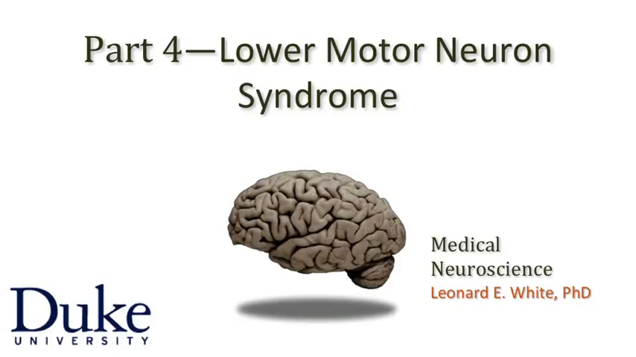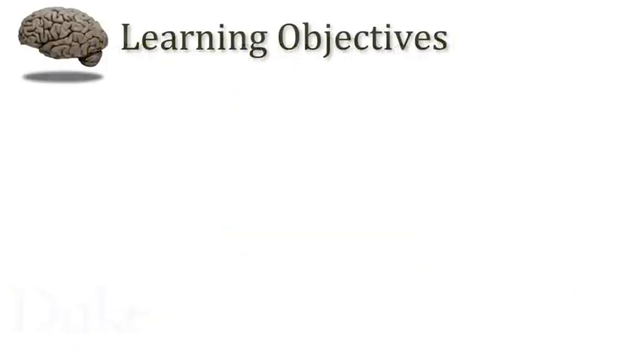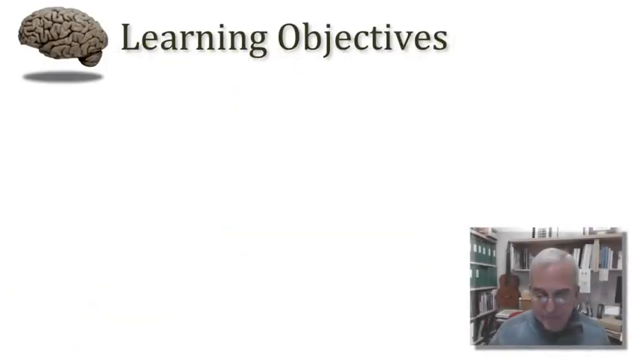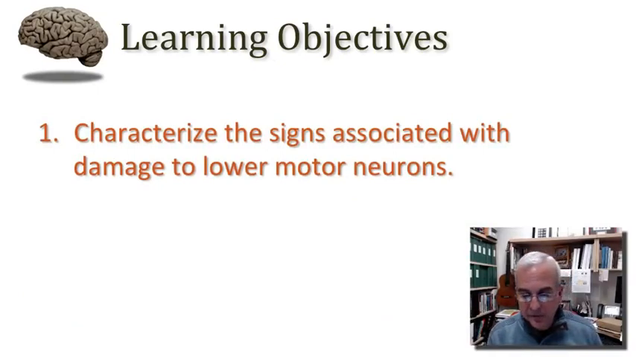...of lower motor neuronal control of movement by considering the clinical picture of individuals that have suffered damage to their lower motor neurons, to their spinal nerves, or to the circuits that govern the output of those lower motor neurons. This is called the lower motor neuron syndrome. So my learning objective for you is simply to characterize the signs associated with damage to lower motor neurons.